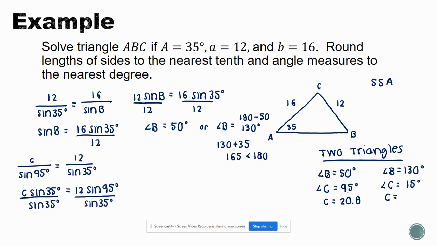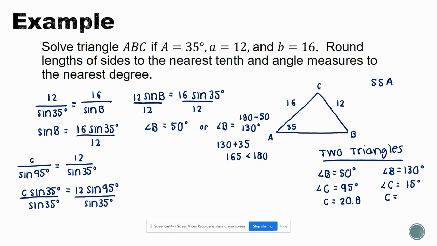Notice that because angle C was the biggest angle, it was 95, B was smaller because it was 50, A was smallest because it was 35. It makes sense that side C has to be the biggest side because it's across from the biggest angle. 16 is across from 50, which was the angle that was in the middle. 35 was the smallest angle, 12 is the smallest side. So all of that checks out with the relationship of sides and angles of a triangle.